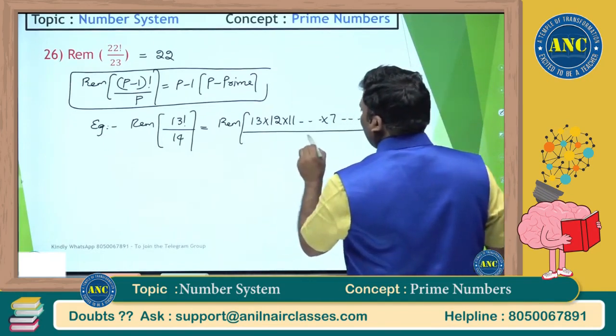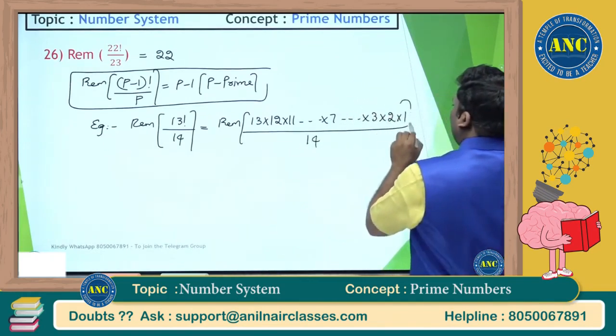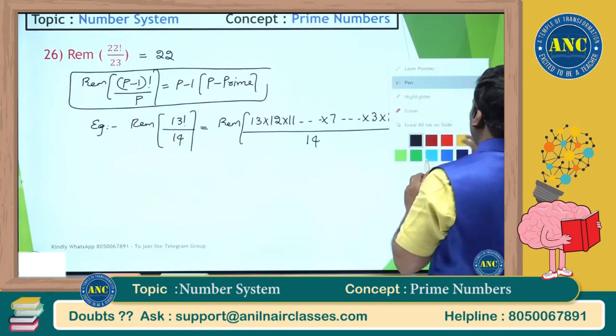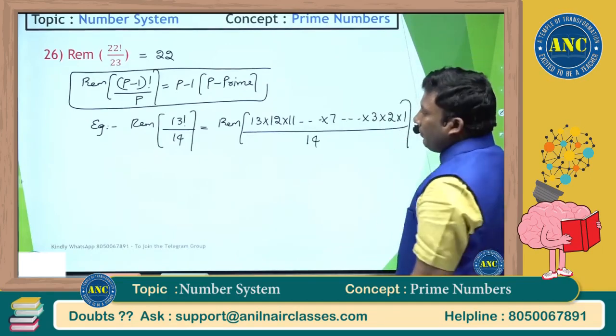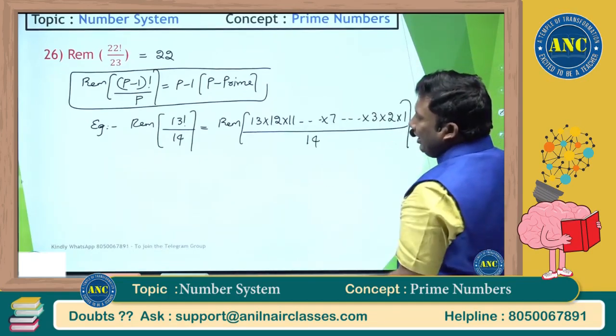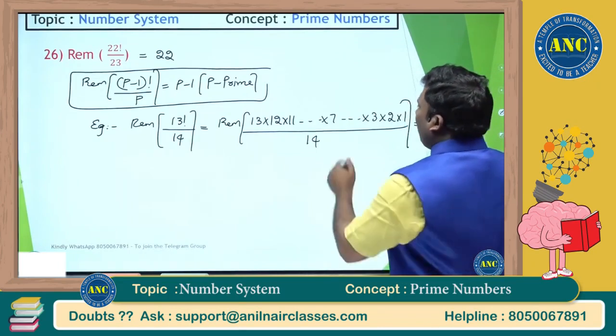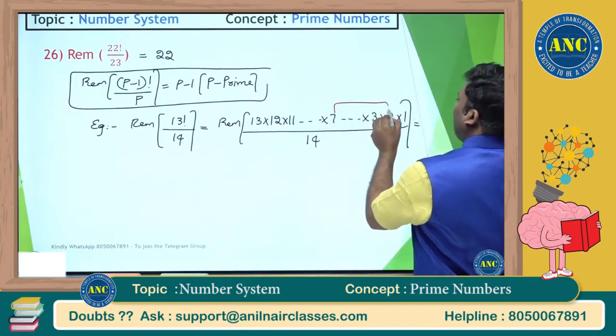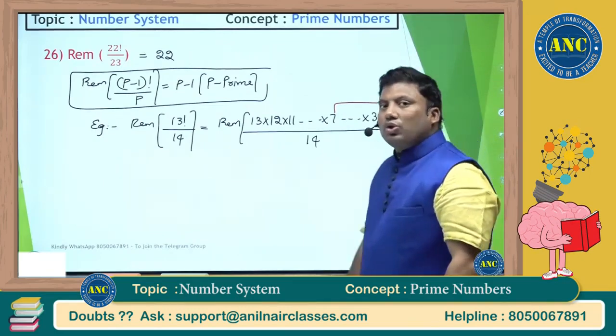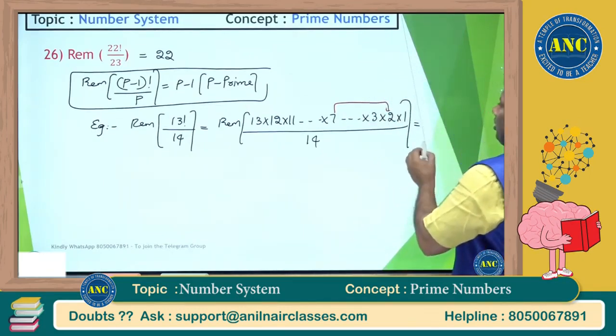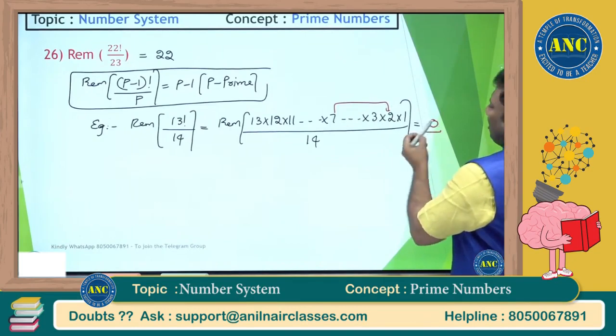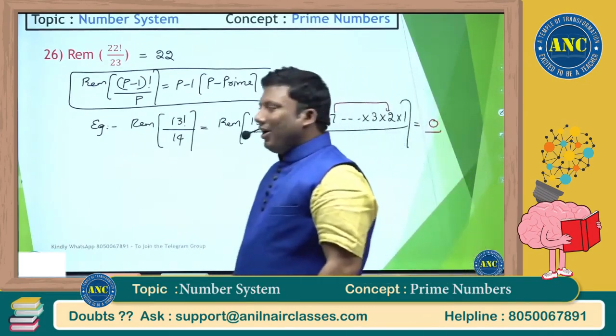3 into 2 into 1 divided by 14. 13 factorial divided by 14. Here 7 is there, here 2 is there. 7 into 2 is 14. 14 into any number divided by 14, the answer is 0. Are you all with me?